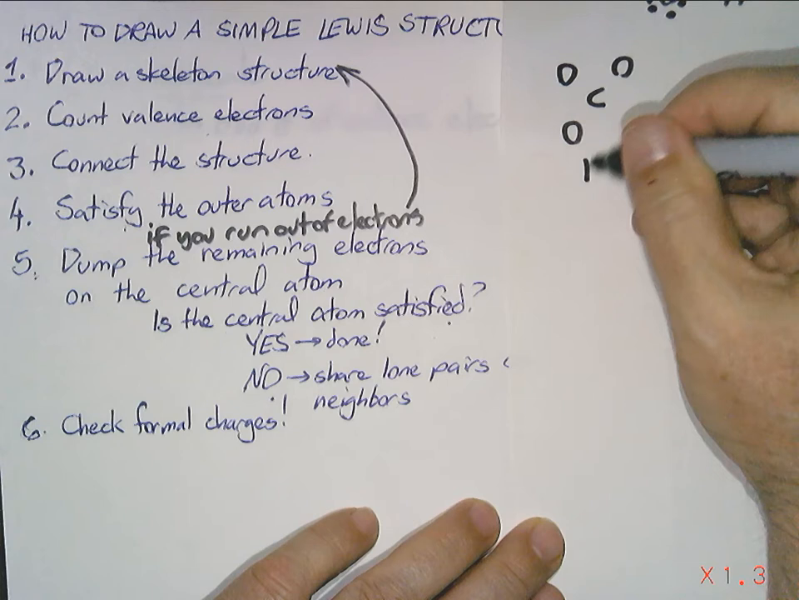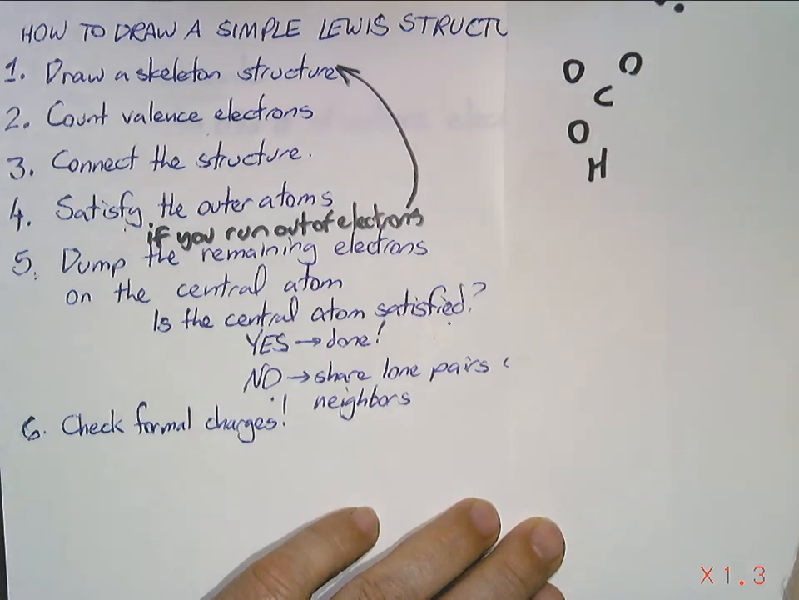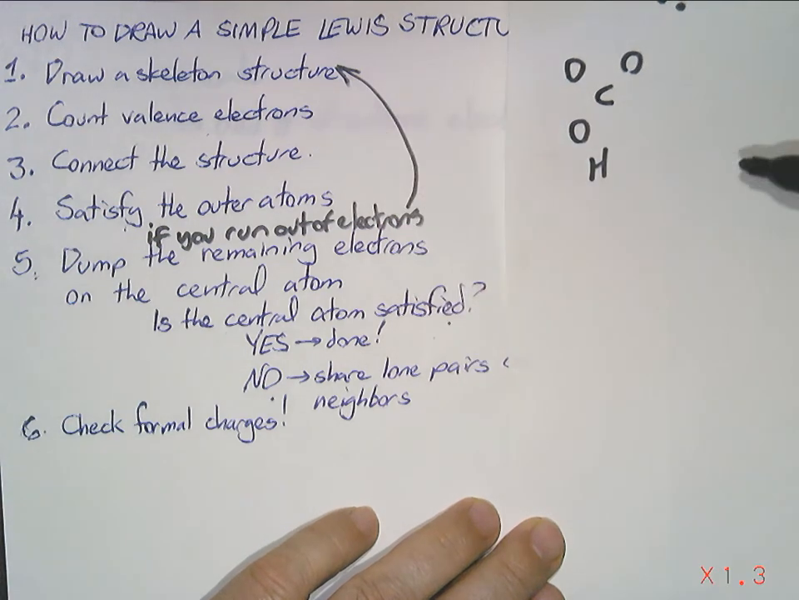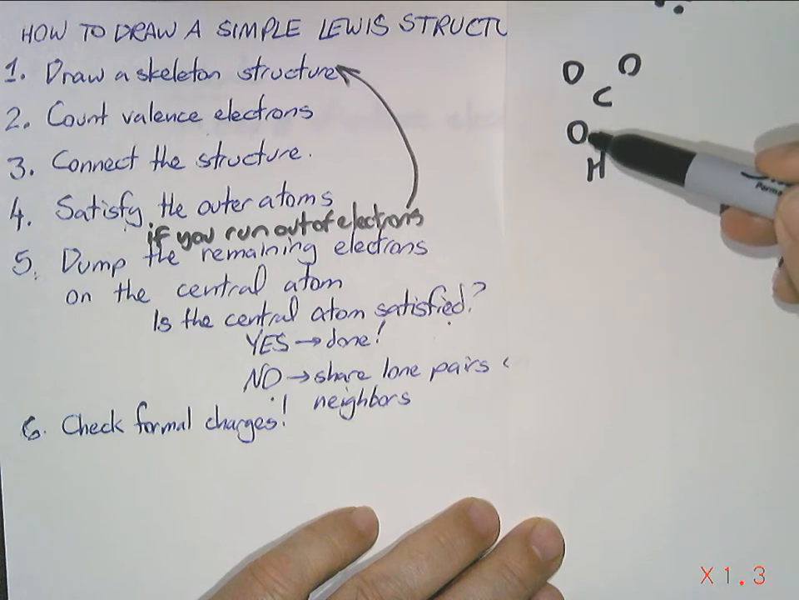And we're going to put the hydrogen, instead of putting it on the carbon, we're going to put it on this oxygen here. So there's our new skeleton structure for step 1. Step 2, count the valence electrons. Well, that'll go just the same way that it did before. 6 and 6 and 6 is 18.